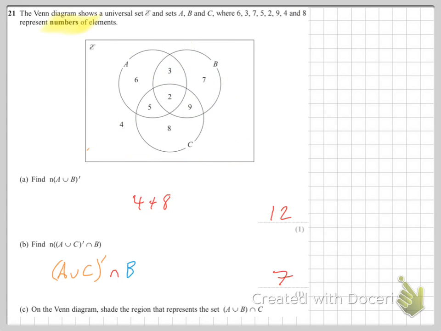Okay, and then finally we have to shade the region that represents the set A union B intersection C. Same drill, let's shade in A union B, and then shade in C, and we're intersecting those again. So which bit have we shaded twice? Well, it's that nice little funny shape there.